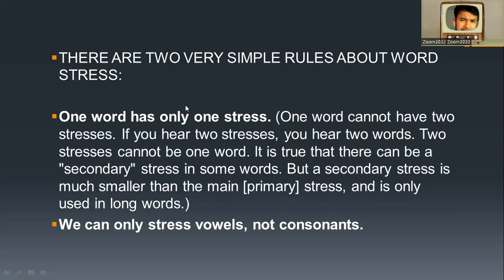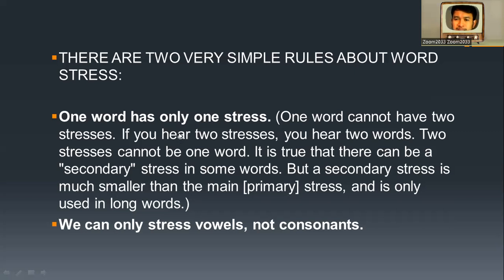There are two very simple rules about word stress. The first one: one word has only one stress. Remember, one word has only one stress. One word cannot have two stresses. If you hear two stresses, you hear two words. So two stresses cannot be one word.